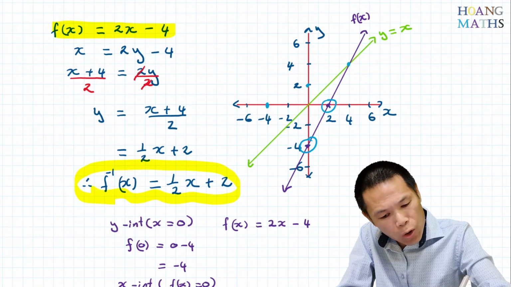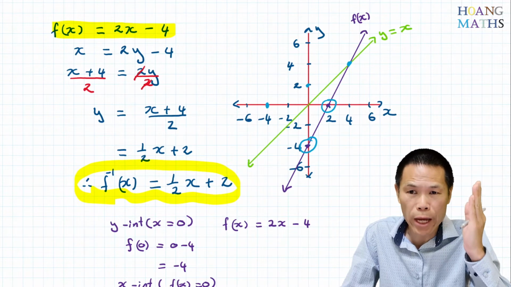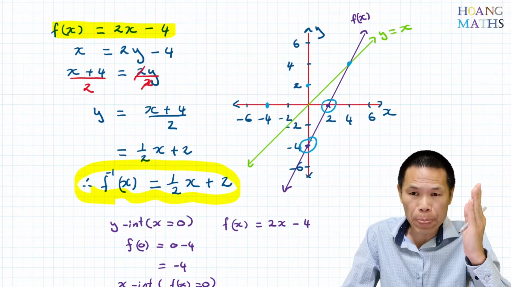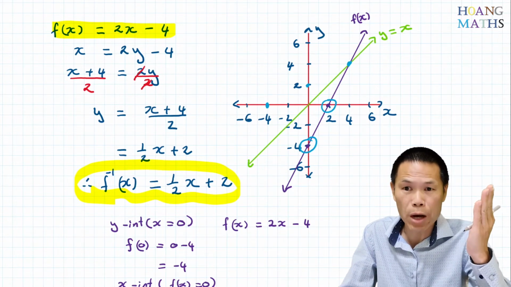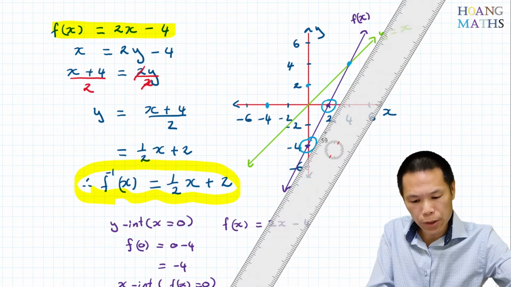This point here is always the same, because it's reflecting about y equals x. So at that point, it's always the same. (4, 4), if you interchange, still gives you (4, 4). Just keep that in mind. So let's sketch it.